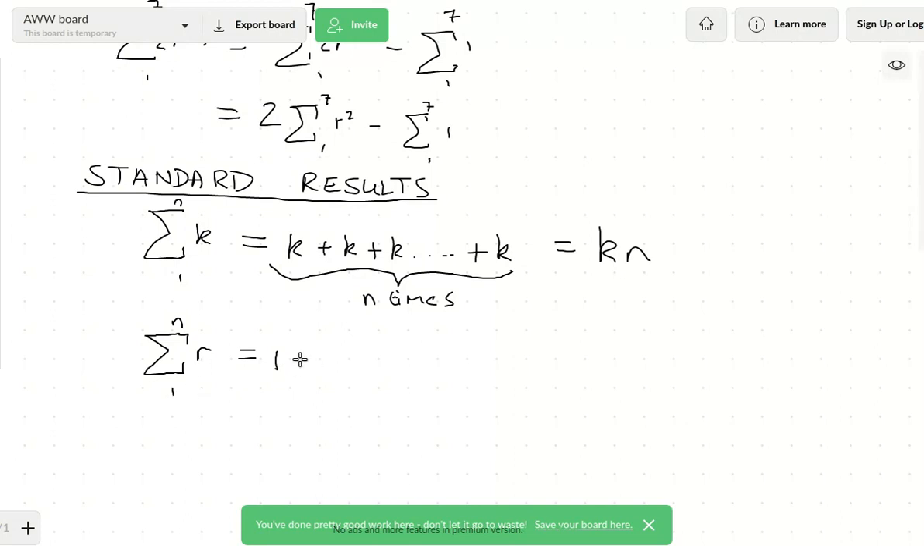we're plugging 1 into r, we get 1. We're plugging then 2 into r, we get 2. Plugging 3 into r, we get 3. And that will go all the way up to n. Now, there's lots of ways you could sum the natural numbers.